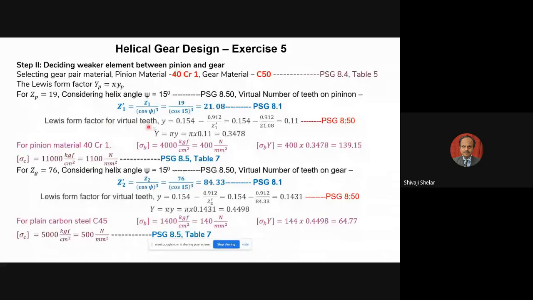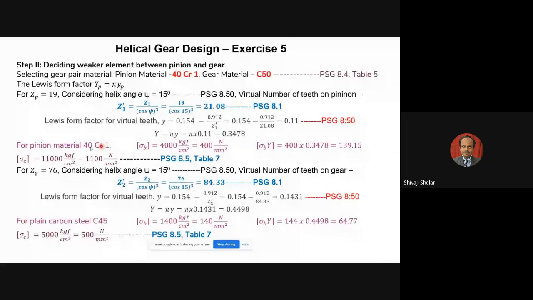Then Lewis form factor for virtual teeth. This is available from PSG 8.50. So you can get this formula and do the calculation here. So we get capital Y for your pinion as pi into 0.11 into 0.3478.